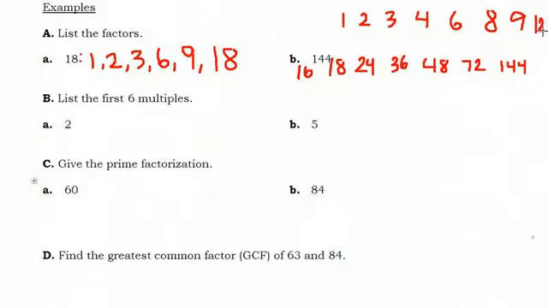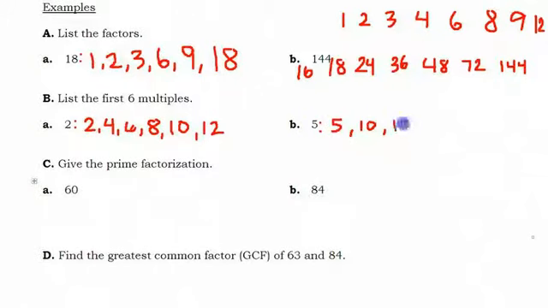Letter B says list the first 6 multiples. So the first 6 multiples of 2 would be 2, 4, 6, 8, 10, and 12. The first 6 multiples of 5: 5, 10, 15, 20, 25, and 30.